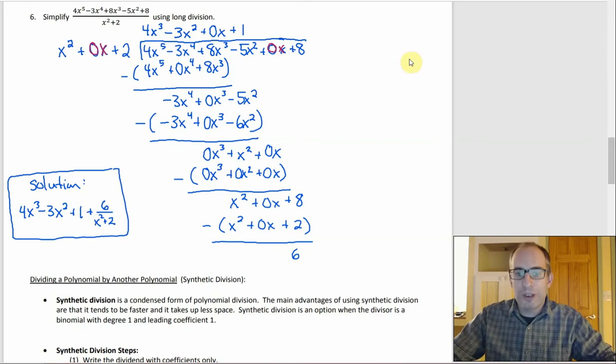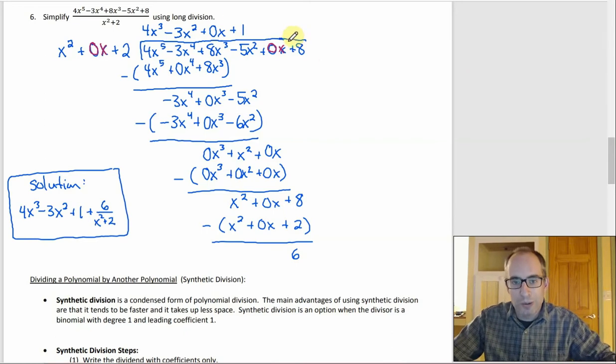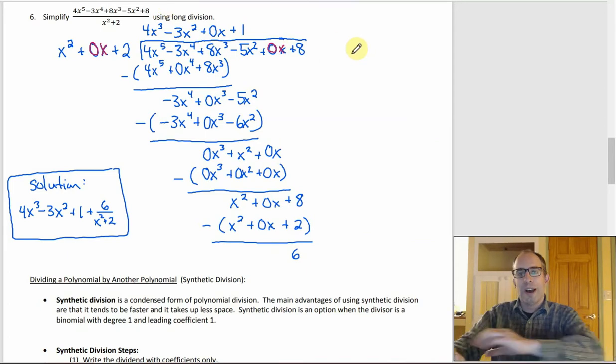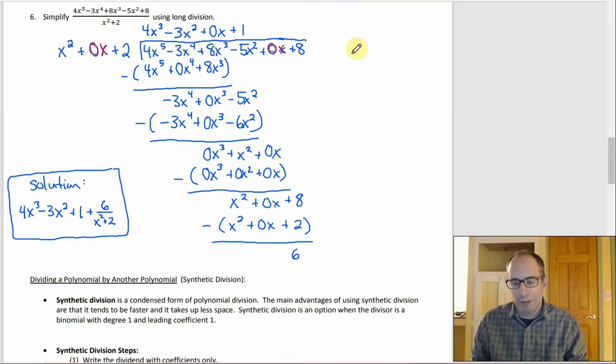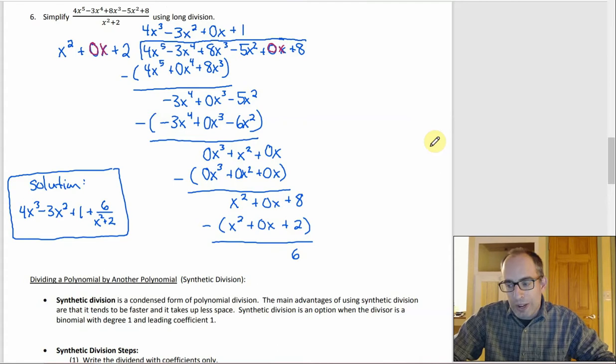So the main thing here is just be careful when you have those terms that are missing effectively, which would just be the ones that have coefficients of 0 where you wouldn't write them in. You've got to put those in, otherwise things will get kind of messed up. Your division won't align properly when you do the long division. All right, that's one way to do it.